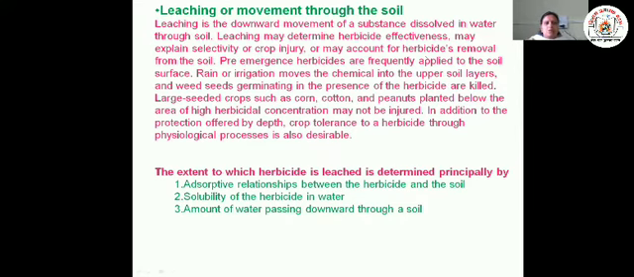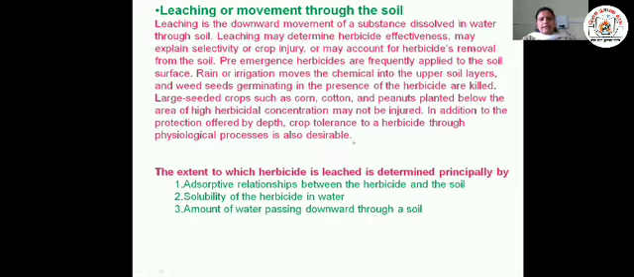Pre-emergence herbicides are frequently applied to the soil surface only. Rain or irrigation moves the chemical into the upper soil layer, and weed seeds germinating in the presence of herbicides get killed. Larger-seeded crops such as corn, cotton, and peanuts, planted below the area of high herbicide concentration, may not be injured. In addition to the protection offered by depth, crop tolerance to the herbicides through physiological processes is also desirable.